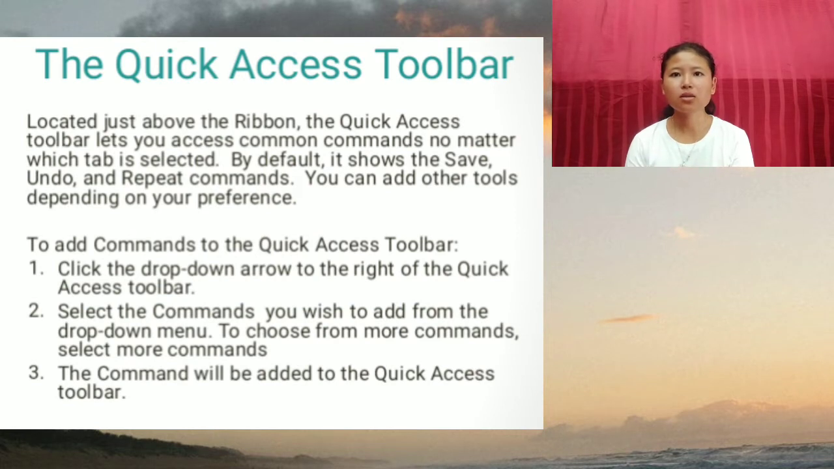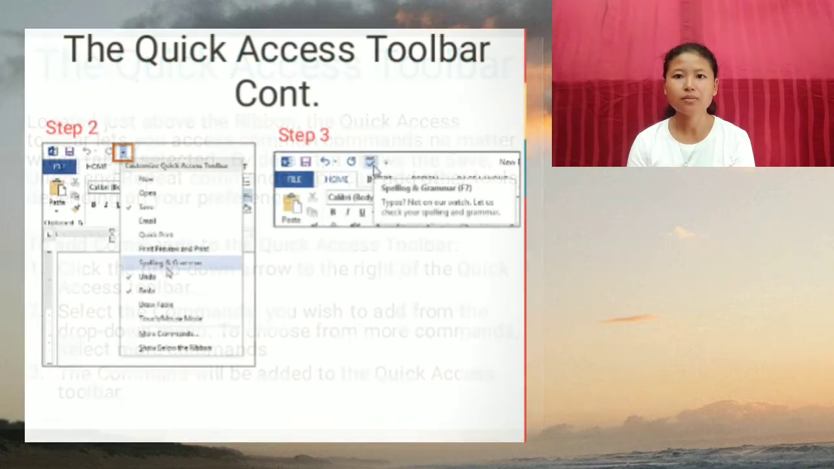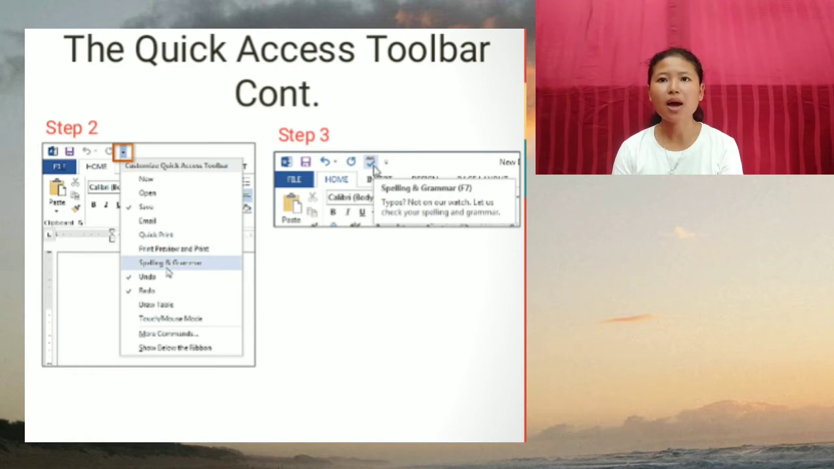The Quick Access Toolbar, located just above the ribbon. The Quick Access Toolbar lets you access common commands no matter which tab is selected. By default, it shows the Save, Undo, and Repeat commands. You can add other tools depending on your preference. These are the steps of the Quick Access Toolbar.